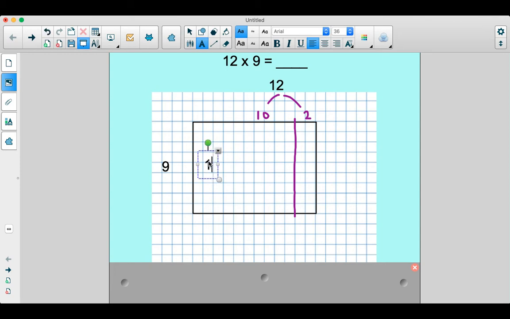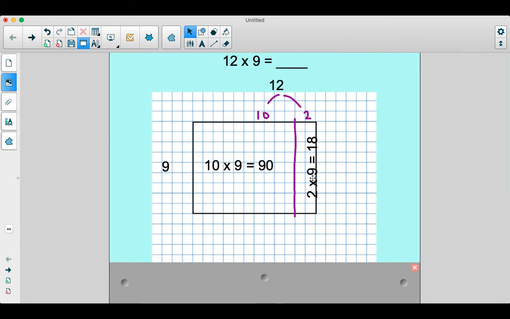Actually, let's do 10 times 9. And you probably know that's 90. And then over here, you would have 2 times 9. And you might know that's 18, or maybe you would count by 2s. Whichever way works, right? I'm going to turn that sideways real quick, fit it in there. There we go.